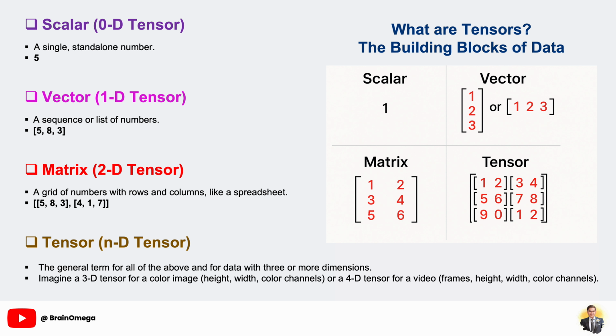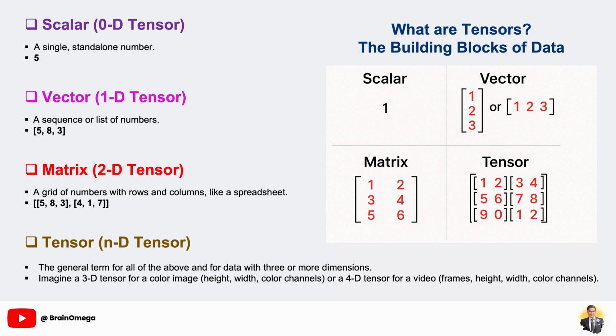Okay, let's take it one step further. Imagine arranging numbers in a grid with rows and columns, just like a spreadsheet or a tic-tac-toe board. This is a matrix or a two-dimensional tensor. A black and white image is a great example of a matrix where each number represents the brightness of a pixel. So, tensor is really the umbrella term that covers all of these. A scalar is a tensor, a vector is a tensor, and a matrix is a tensor.